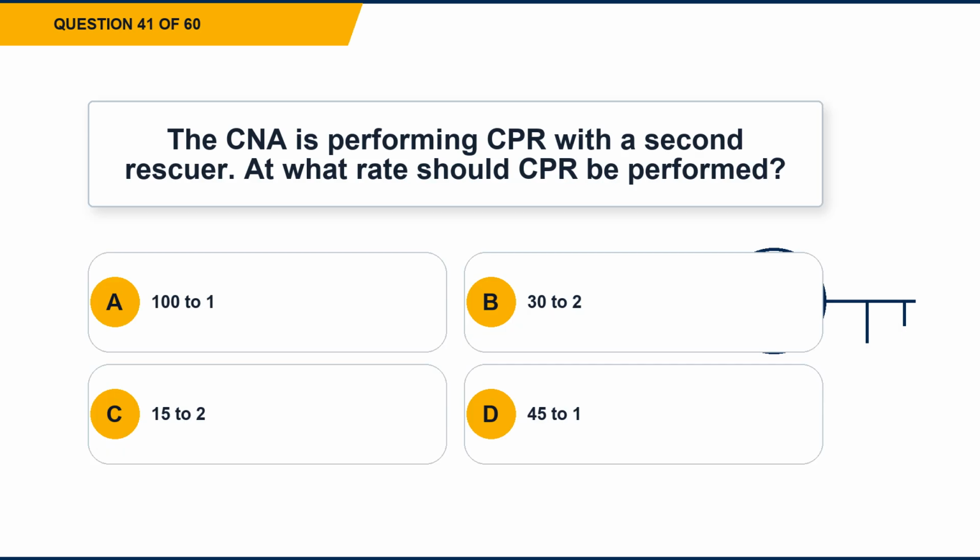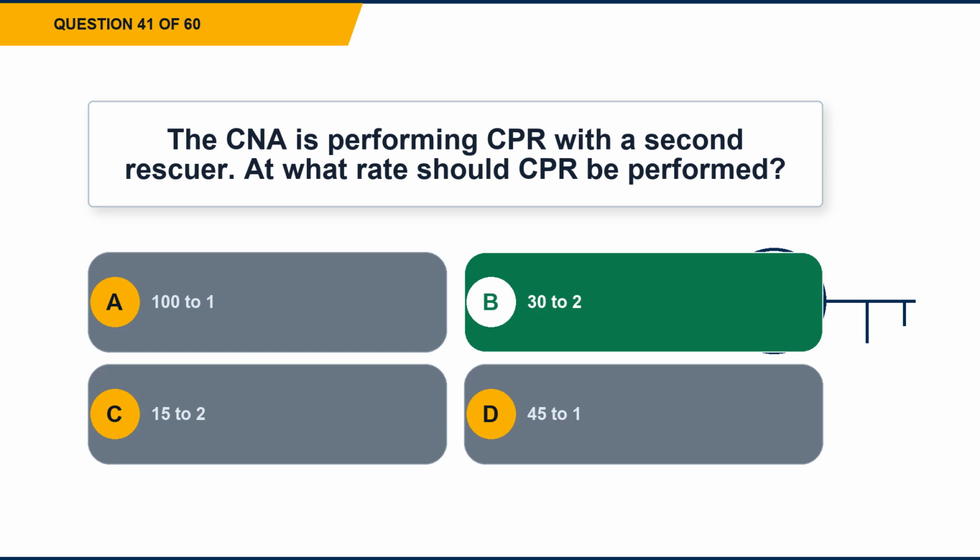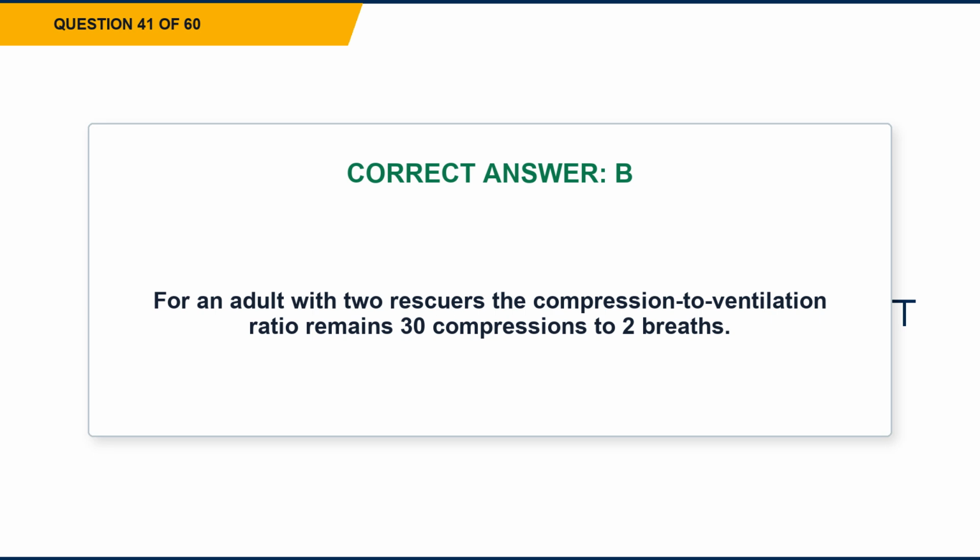Question 41. The CNA is performing CPR with a second rescuer. At what rate should CPR be performed? Option A, 100 to 1. Option B, 30 to 2. Option C, 15 to 2. Option D, 45 to 1. The correct answer is option B, 30 to 2. Explanation: for an adult with 2 rescuers, the compression to ventilation ratio remains 30 compressions to 2 breaths.